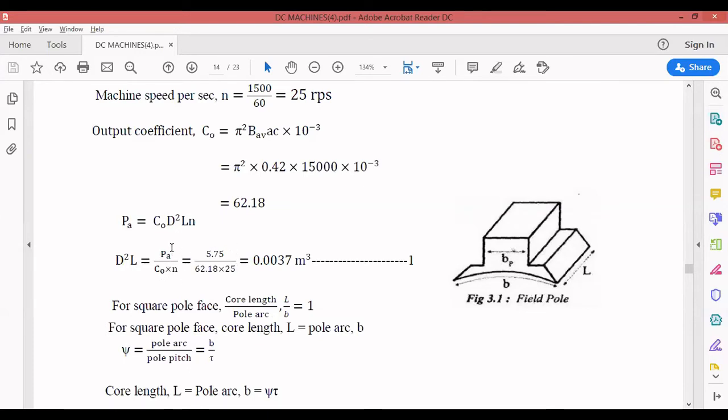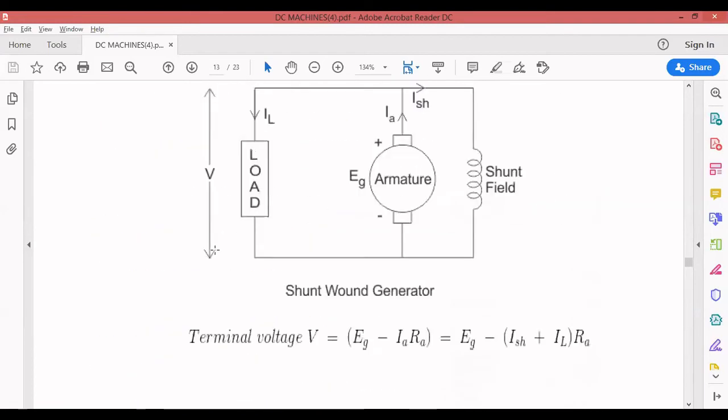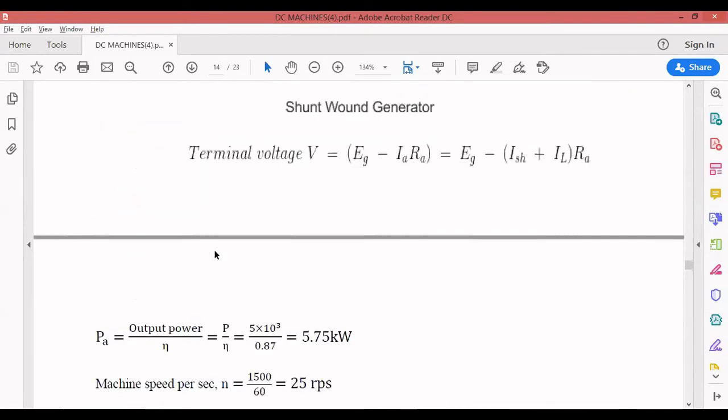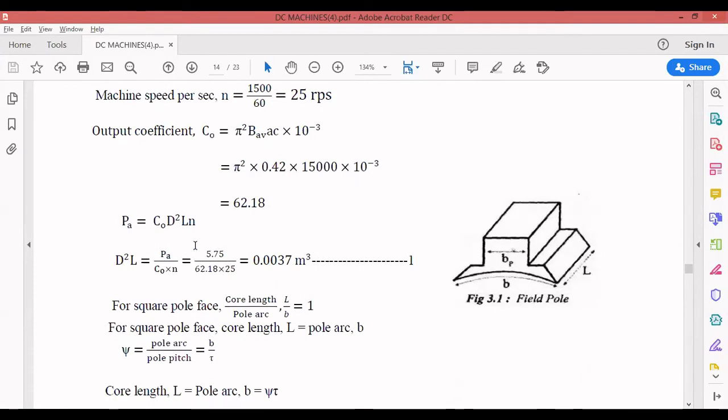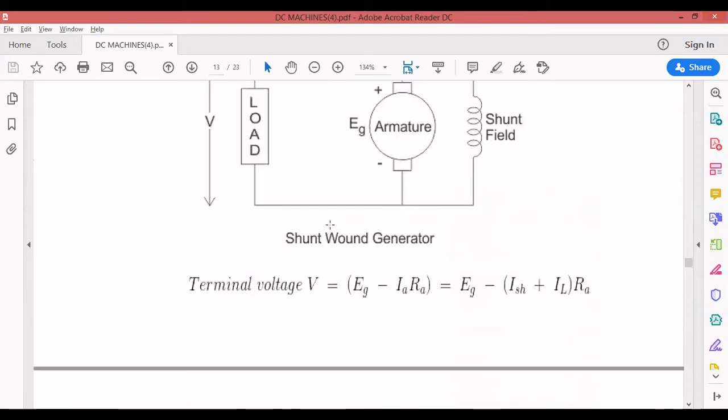So you know now PA, the power developed by the armature. Power developed by the armature is given by what? 5.75. So 5.75 divided by 62.18 into 25. Okay, so here you can see the power developed by the armature is 5.75. It includes what? It includes the losses, because the efficiency is given. If efficiency is given, then definitely there will be losses. The final output of your armature will definitely include the losses.